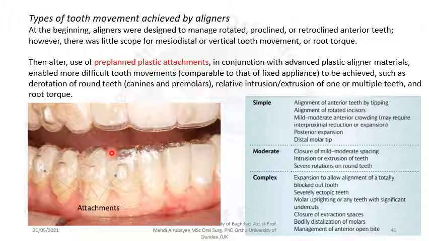of the round teeth, that are canines and premolars, relative intrusion and extrusion of one or multiple teeth, that means the vertical movement of the teeth, and lastly root torquing. And this is a summary of the tooth movements that can be achieved by the clear aligners.